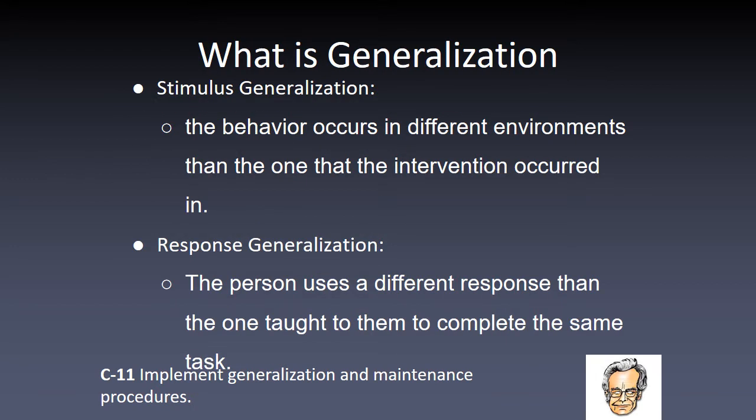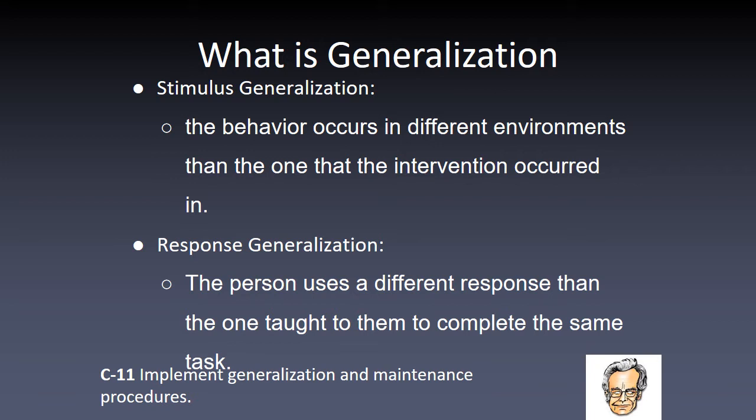And what is generalization? Generalization means that we're able to recall things in different areas under different situations than what was actually taught. So, in stimulus generalization, the behavior will occur in different environments than the one that the intervention actually occurred in. And in a response generalization, the person uses a different response than the one taught to them to complete the same task.